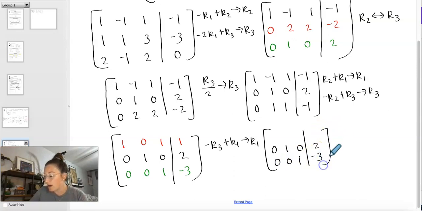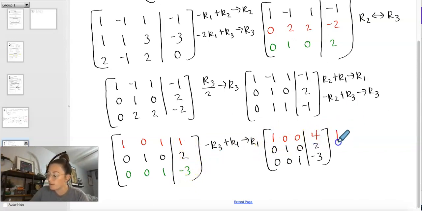Row 3 is the same, copy it. Row 1 is going to be the one that changes. So again, I'm going to get negative 0 plus 1 is 1. Negative 0 plus 0 is 0. Negative 1 plus 1 is 0. And this is now going to become positive 3 plus 1 is 4.